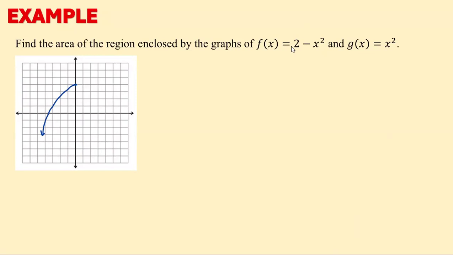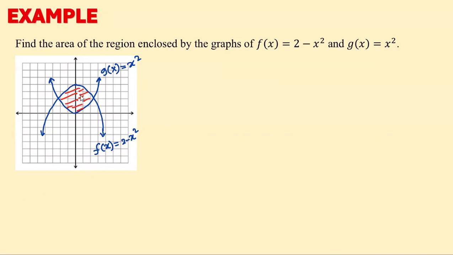I'm just sketching it. It's not a perfect graph. So this is f of x, f of x equal to 2 minus x squared. And then we have a parabola g of x equal to x squared. So we can also sketch that quickly like that. That is g of x equal to x squared. And we need to find the area of the region enclosed by those two. That is, we want to find this area, which is shown here in red.